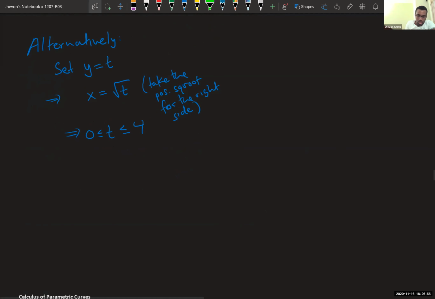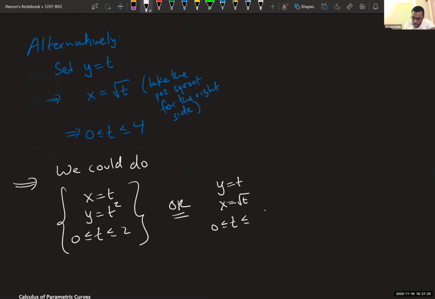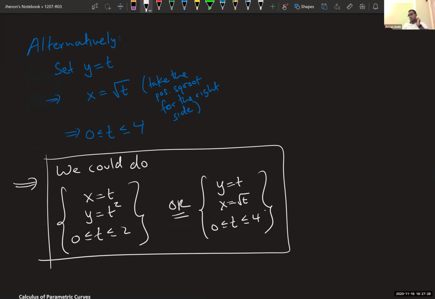Right? So we could do x equals t, y equals t squared, t goes from 0 to 2. Or we could do something like y equals t, x equals the square root of t, t goes from 0 to 4. Those guys both trace out the same curve. In fact, they actually go in the same direction. They both go from the origin to the top, right?